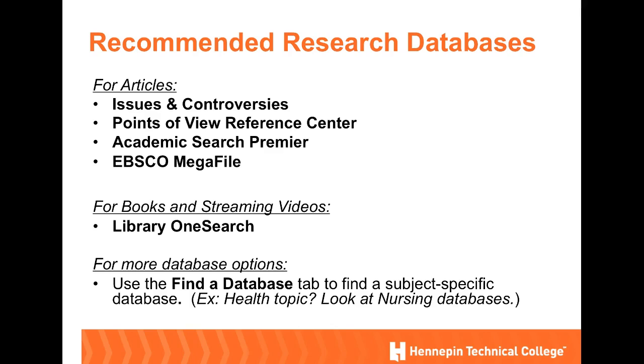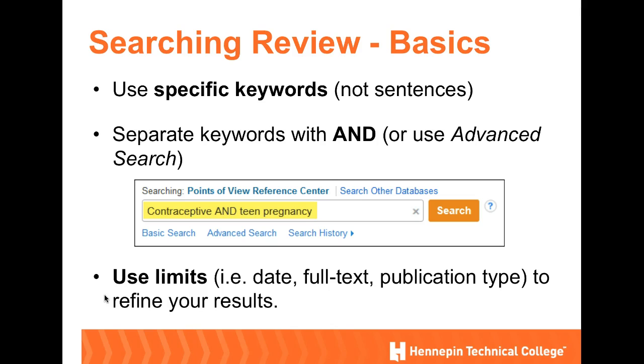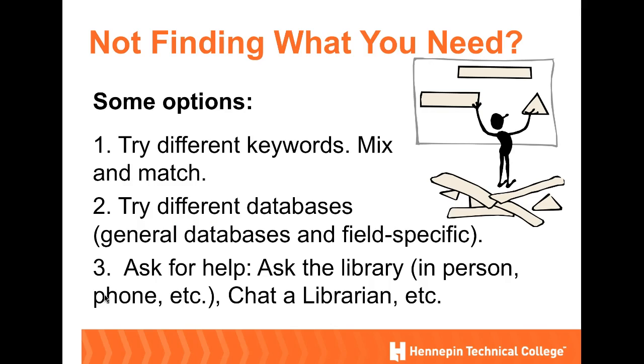Remember that books and videos are available on the Library One search. And of course, there are field-specific databases in that drop-down menu in the Find a Database tab. So if you know what field your topic is a part of, that might be helpful to search as well. Remember to mix and match your search terms, and see how they make your results smaller or bigger, right? So mix and match those, try them out.